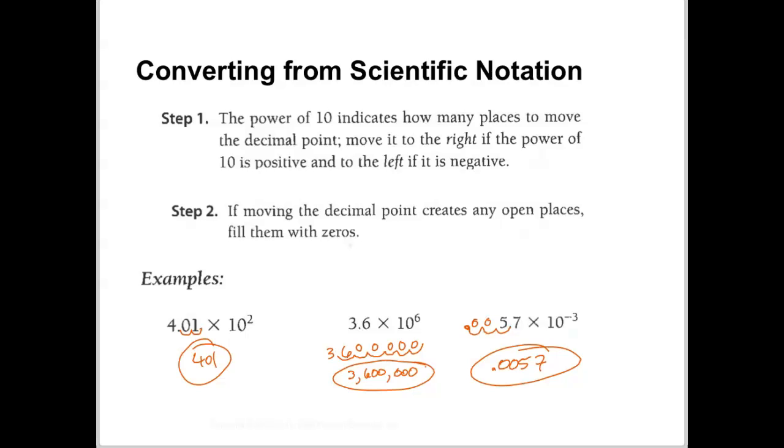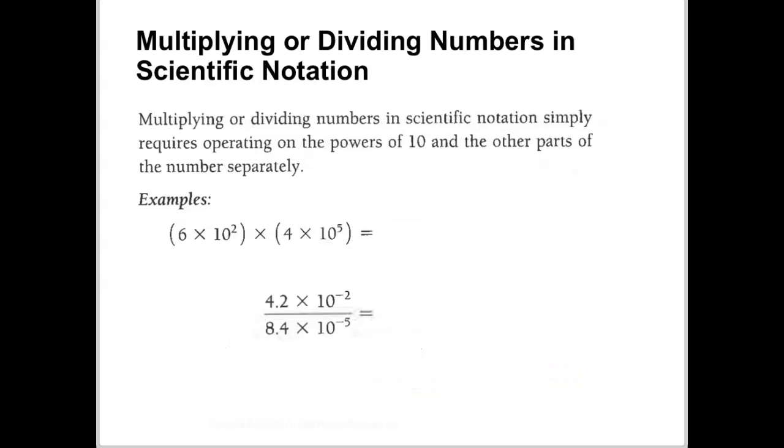Okay, so we know how to convert to scientific notation. We know how to convert from scientific notation. Now we're going to talk about how you multiply or divide and add or subtract numbers in scientific notation. Multiplication is commutative and associative, so it does not matter the order that I multiply things in, and I'm allowed to regroup them.